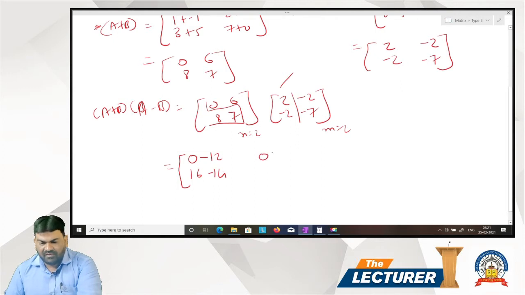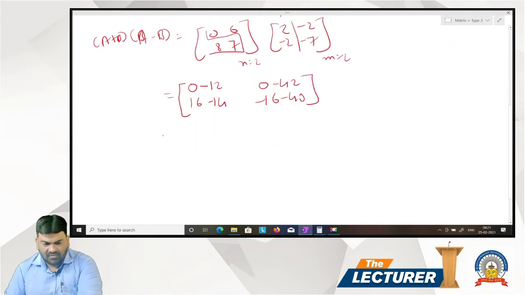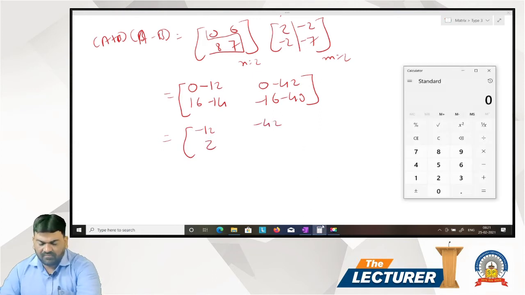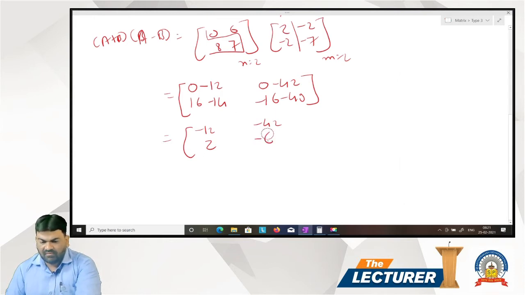Minus 7 multiplied by 6, minus 42. 8 multiplied by 6, minus 2, that is minus 16. 7 multiplied by minus 7, minus 49. So minus 12 plus 2, minus 42, 49 plus 16, 65 minus. This is A plus B, A minus B.